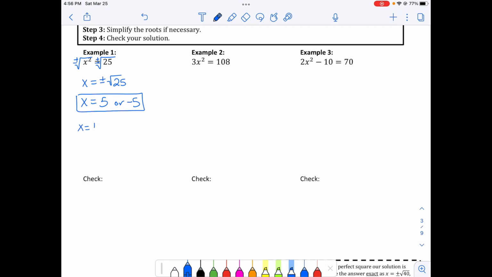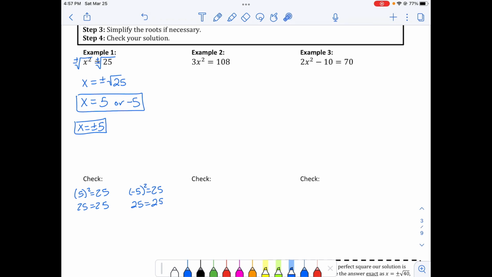I again could write it like this, but I find that a lot of students then assume that it's always the same number plus and minus, which it will not be eventually. And if I wanted to check this, I would check 5 squared equals 25, which it does, and negative 5 squared equals 25, which it does. Anytime you leave your answer exact, it will check. If you got an irrational radical and then estimated it, it would not check exactly.